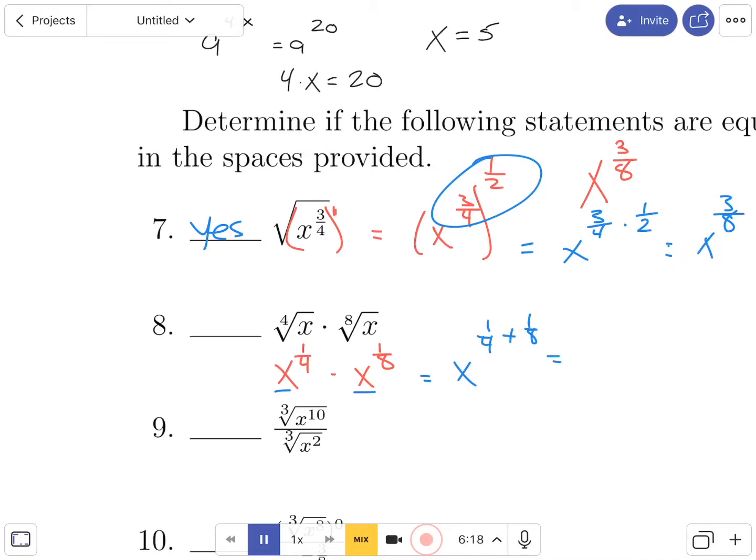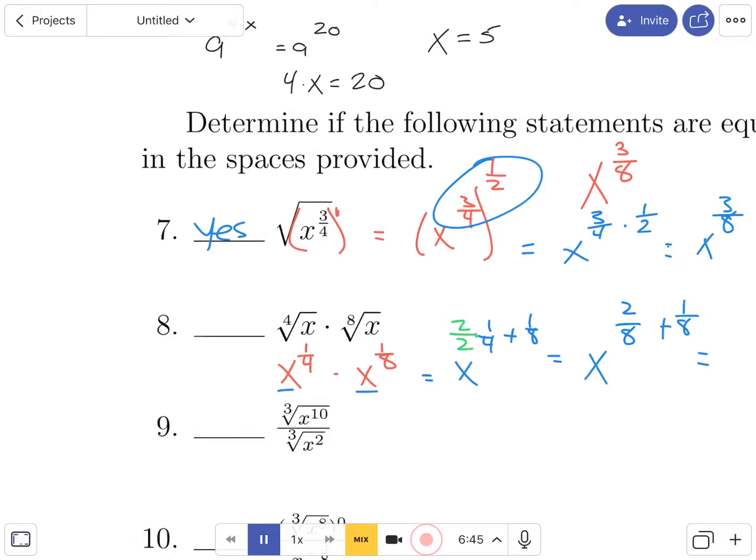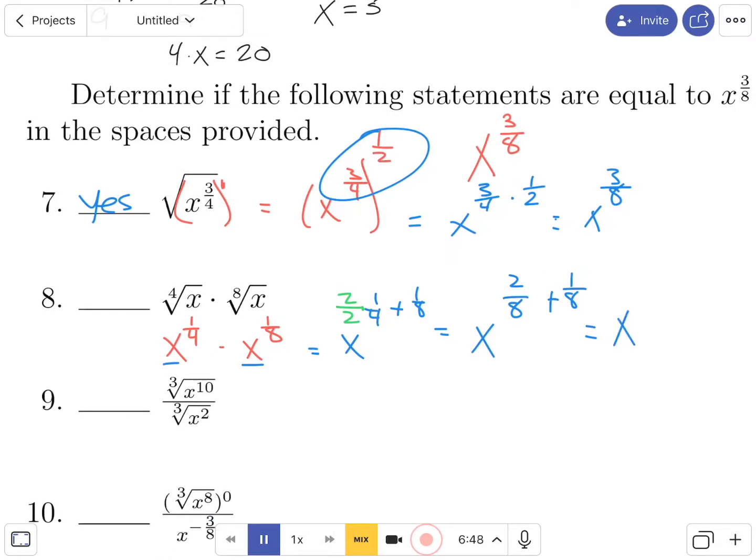And we know that we can add these, but first they have to have a common denominator. And so for us to do that, we're going to multiply the first fraction there by 2/2. That doesn't change the problem, but it does allow us to write them so they both have a denominator of 8. So here we have x to the 2/8 plus 1/8, and we do get that this is equal to x to the 3/8 as well. So this one works.